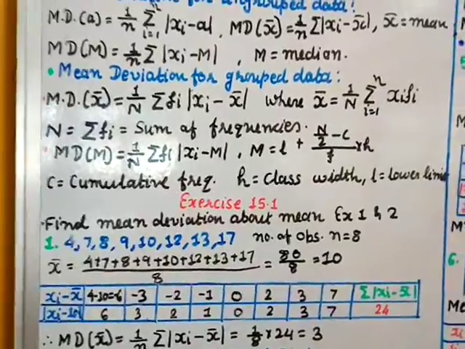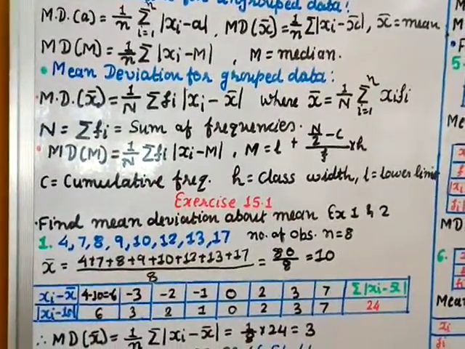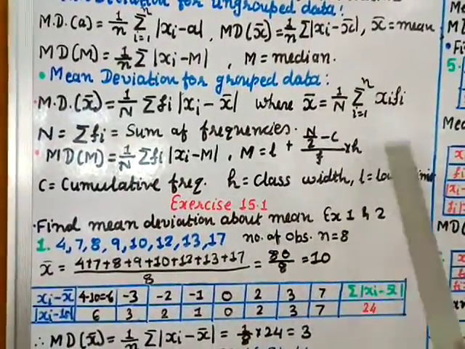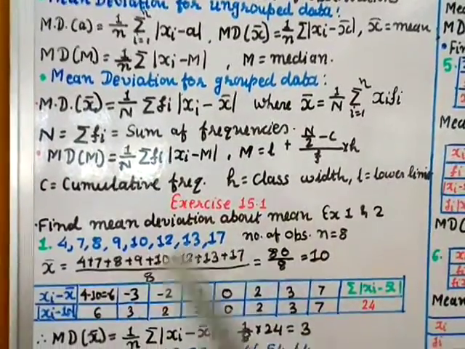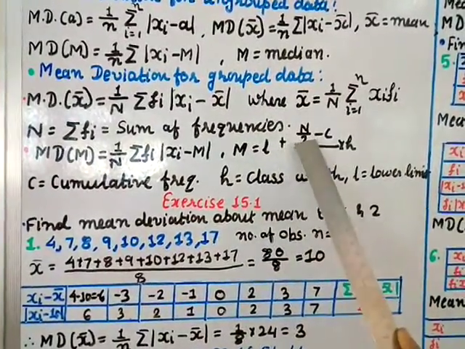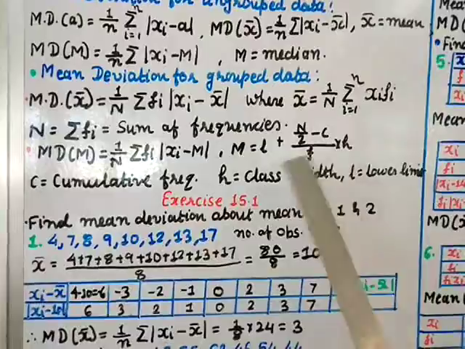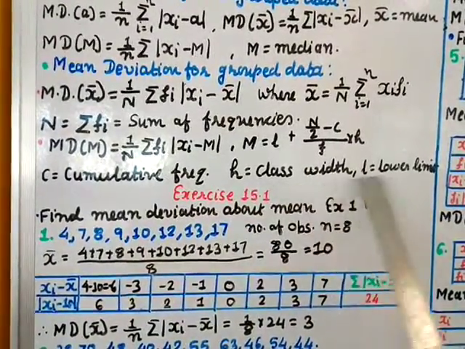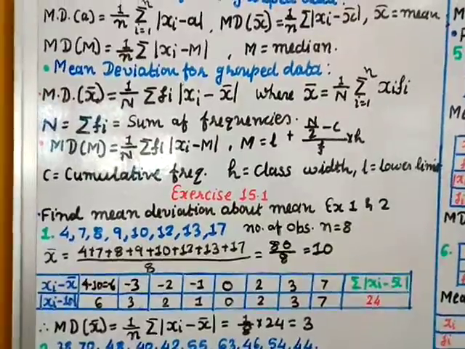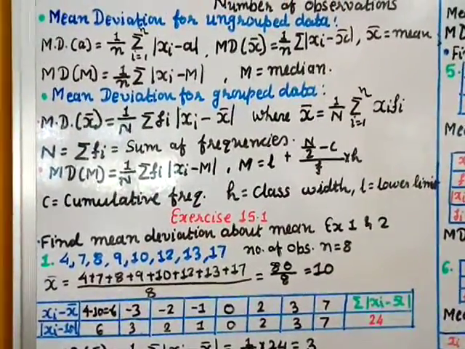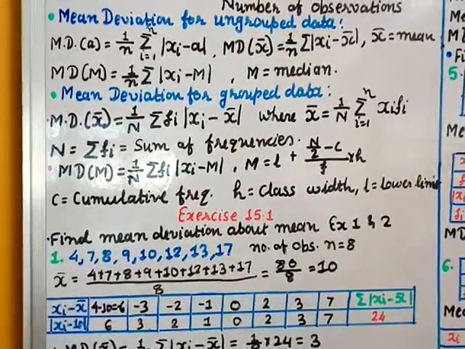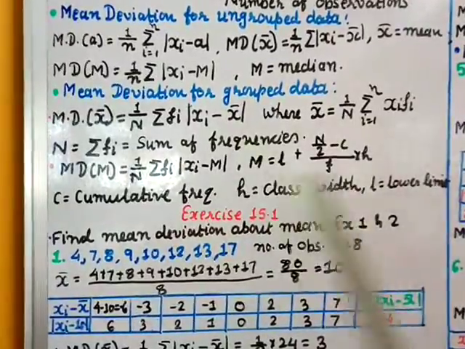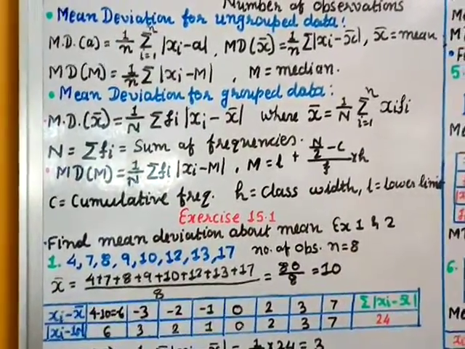If classes are given, then we can use this formula to calculate the median: L plus n by 2 minus c divided by f, into h, where c is the cumulative frequency, h is the class width, and L is the lower limit of the median class. Okay, so we can use the median according to what is given in the question. I have written the median for when you are given classes.